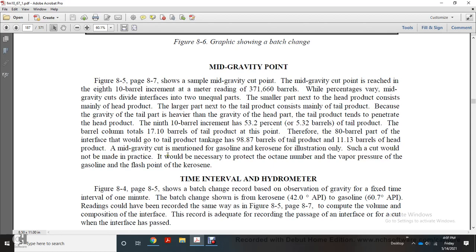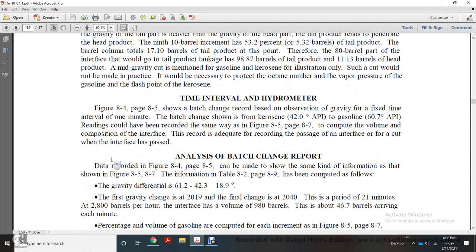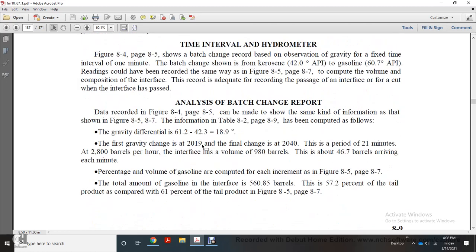Such a cut would not be used in practice, because it would be necessary to protect the octane number, the vapor pressure of the gasoline, and the flash point of the kerosene. Figure 84, page 85, shows the batch change record based on time interval and hydrometer gravity observations at one-minute intervals. The batch change shown is from kerosene, 42 degrees API, to gasoline, 60.7 API. The record is read the same way as figure 85, page 87, to compute the volume composition of the interface, with an adequate record for passage of the interface for a cut.